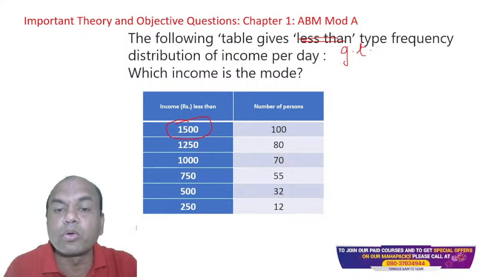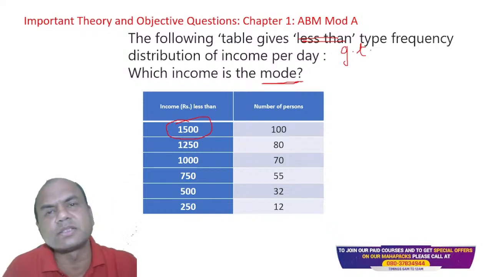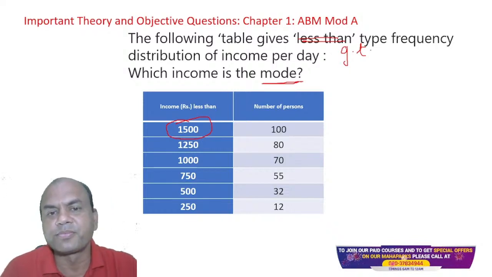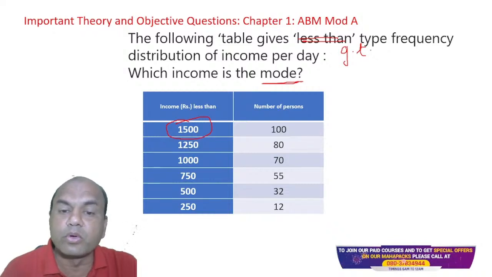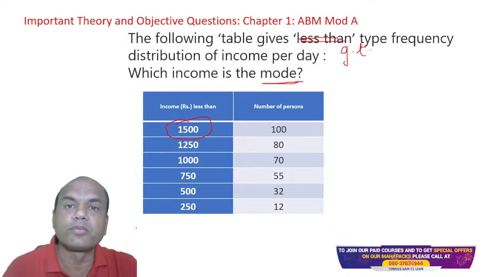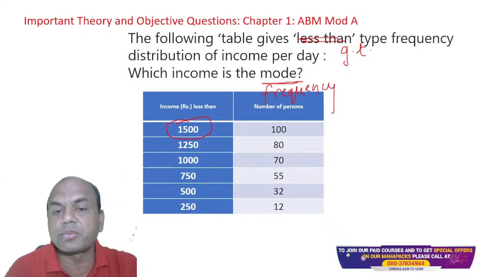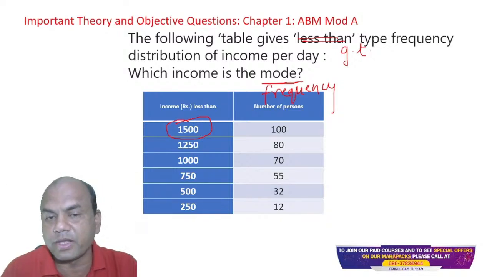What is the income mode? Now the question is different. Let it be less than or greater than, it hardly matters. The question over here is what is the mode? Firstly, understand the meaning of mode. This is known as frequency. How many persons are having income of 1500? How many persons are having income of 1250, and so on?